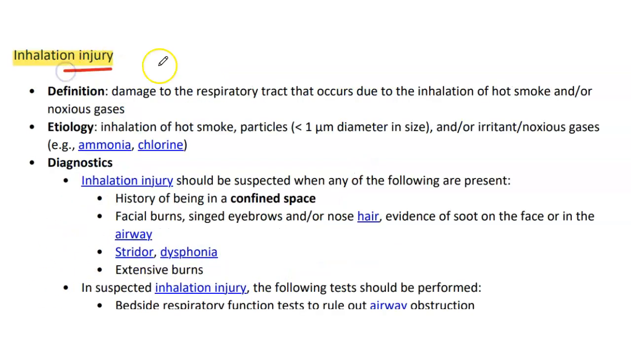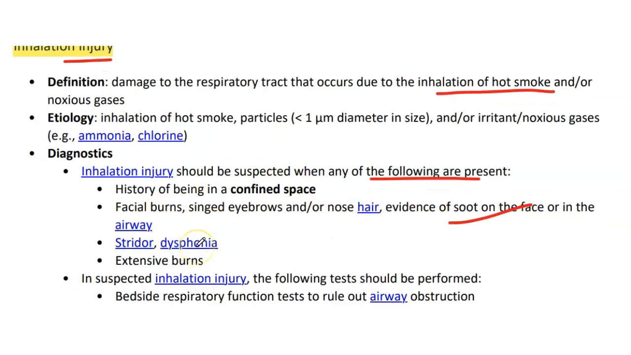Inhalational injury is damage to the respiratory tract that occurs following the inhalation of hot smoke and noxious gases, including particles less than 1 micrometer in diameter and irritant or noxious gases, for example ammonia and chlorine. These are the underlying etiologies. Diagnosis: inhalational injuries should be suspected when any of the following are present: history of being in a confined space, facial burns, burnt eyebrows or nose hairs, evidence of soot on the face or in the airways, stridor, dysphonia, extensive burn.